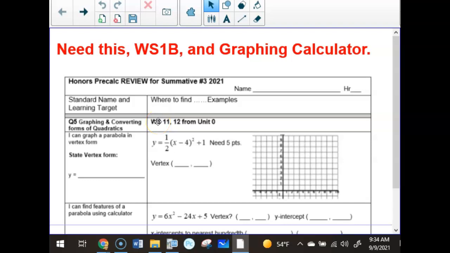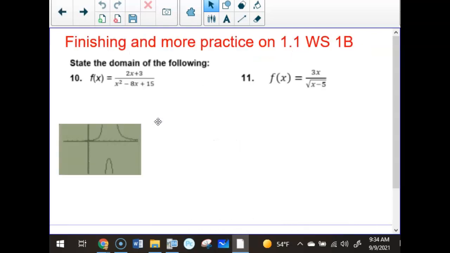All right, so yesterday I was concerned we didn't quite finish talking about domain and range and evaluating a function from a graph. We kind of skipped. So did we go over these two yesterday at the bottom of worksheet 1B? We did not. Okay. I thought we ran out of time. Okay.